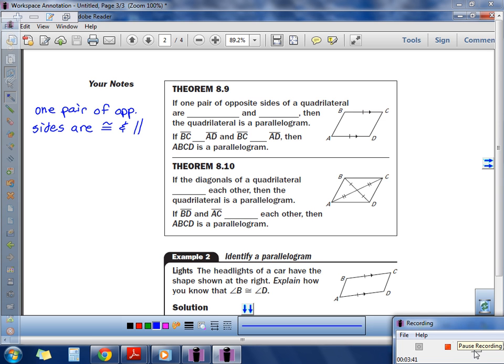On the next picture, you can see that they have diagonals drawn. And these diagonals are cutting each other into two congruent pieces. So we say diagonals bisect each other.